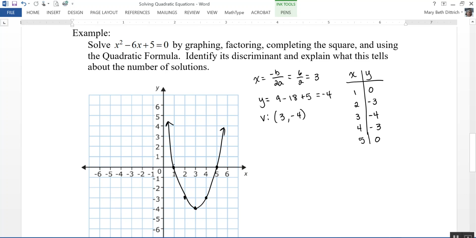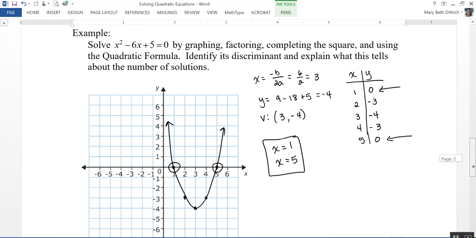So my solutions are going to be x equals 1 and x equals 5. And I can tell because that's where the graph of the related function crosses the x-axis. Notice it's also where y is equal to 0, which makes perfect sense. That's when x is 1 and x is 5.